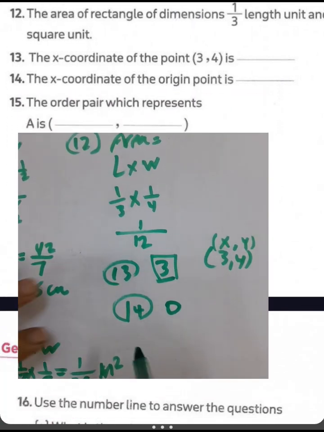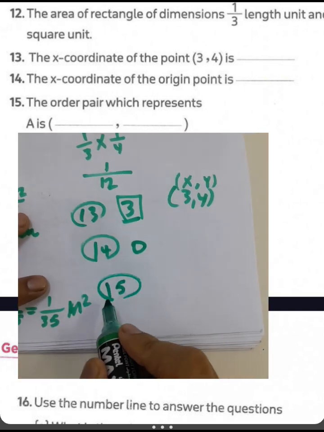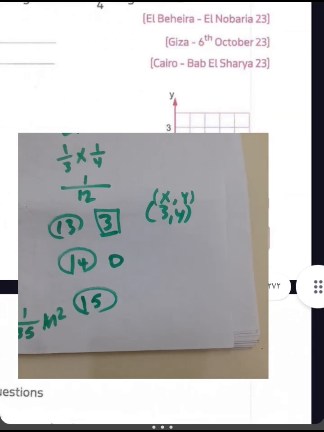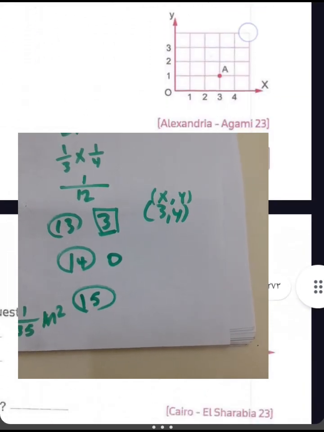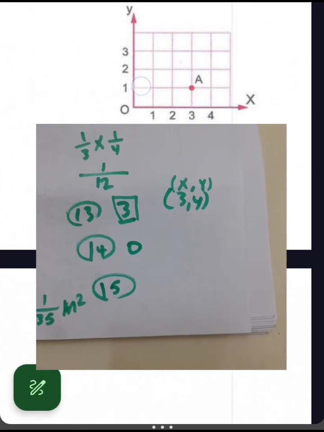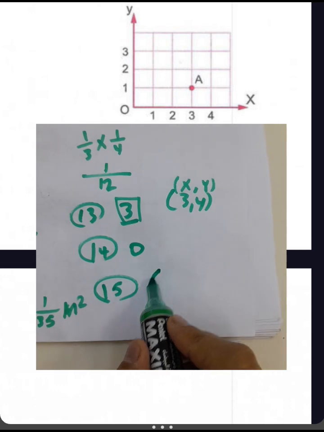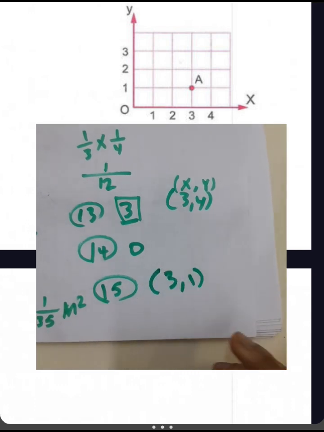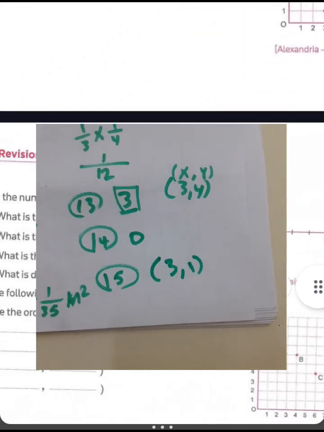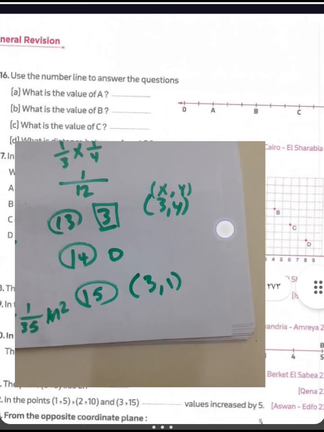Question 15. The ordered pair which represents A is, from the graph here, A, the ordered pair of point A, 3 and 1, beginning at 3 and ending at 1. Then the ordered pair will be 3 and 1. That was question number 15. Next example, question number 4.